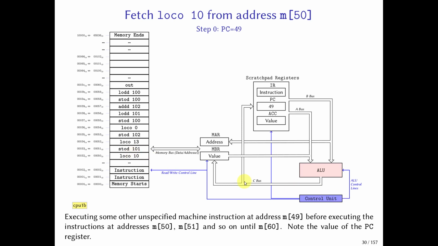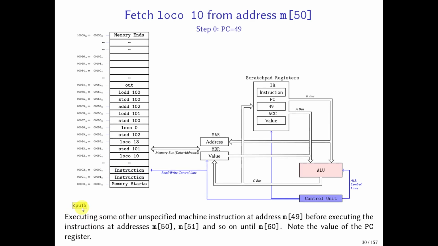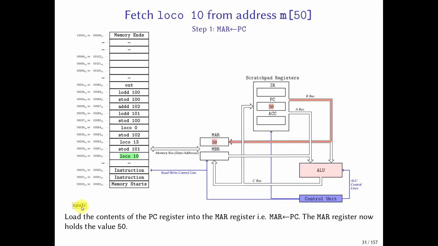So when we move on to the next slide, you can see that each diagram has an identifying label. We started off with CPU 1A, then we're on CPU 1B, and then we move on to CPU 1C. So what we're doing is beginning the execution of our simple program, and the first thing we're going to do is initialize the variable a with the value 10.